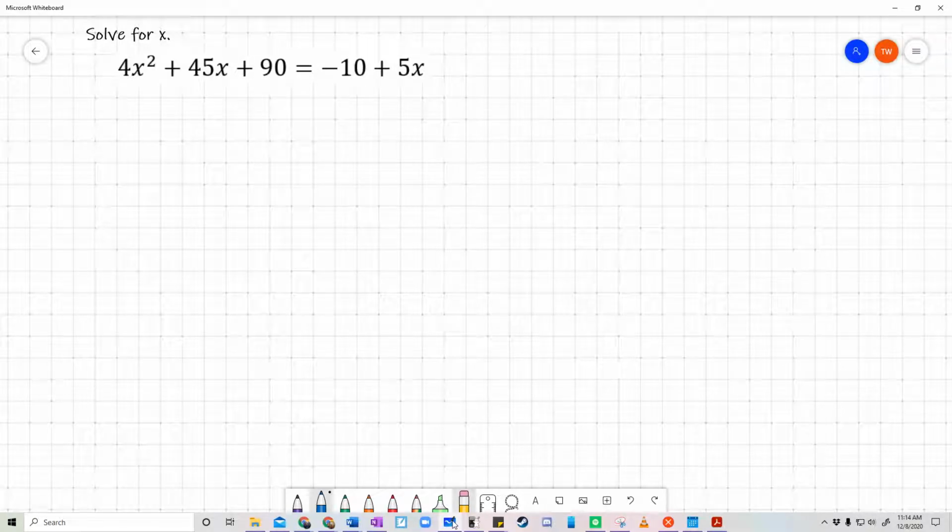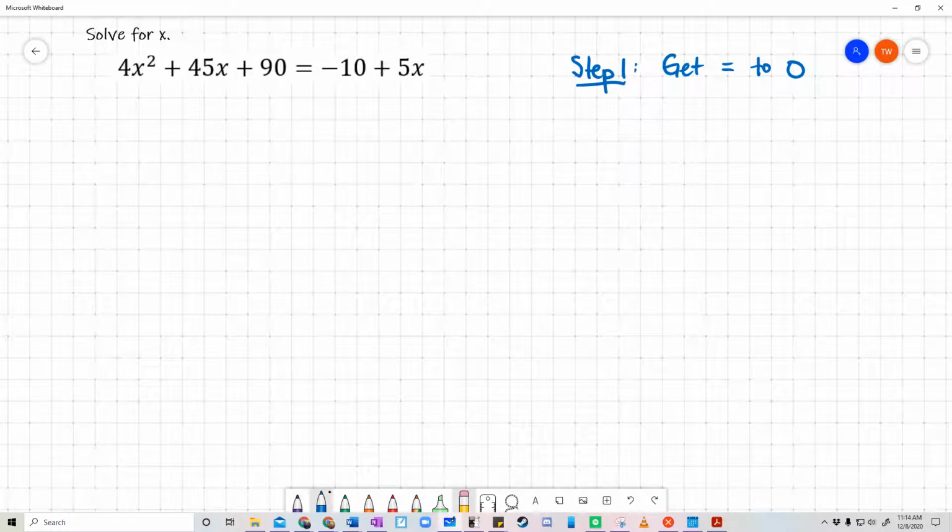All right, we're trying to solve this equation right here. I'm going to write my steps and my optional work on the right-hand side here. Step 1, I always need to get a quadratic equation equal to 0. I'm going to add 10 and subtract 5x from both sides.